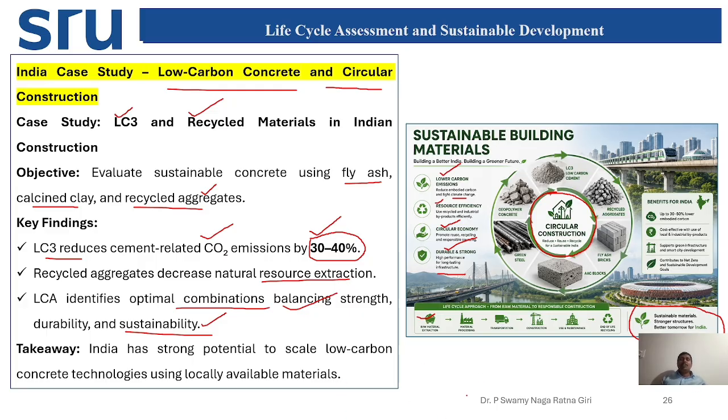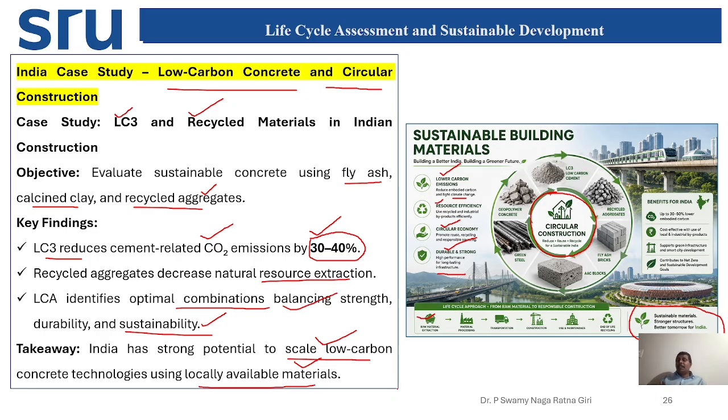So India has a strong potential scale for low carbon concrete technology using locally available materials, which is one of the best ways. The Indian government should seek the development of locally available materials to reduce transportation and the high environmental impact. So that was the case study about the Indian scenario of how we can reduce low carbon emissions and build circular construction.